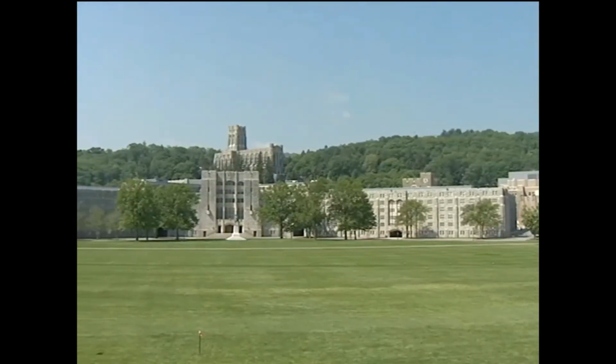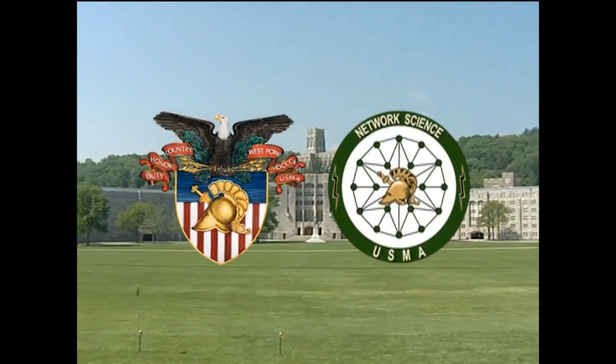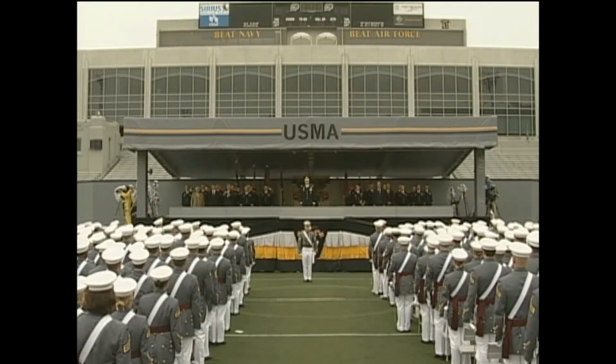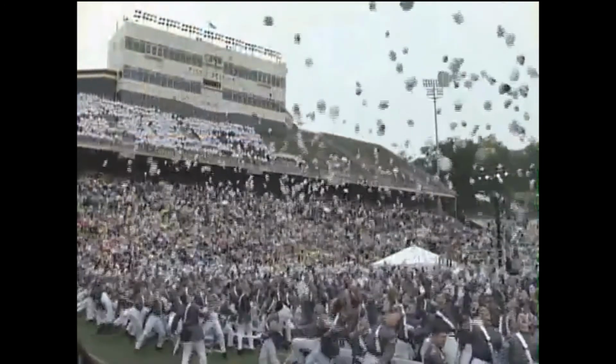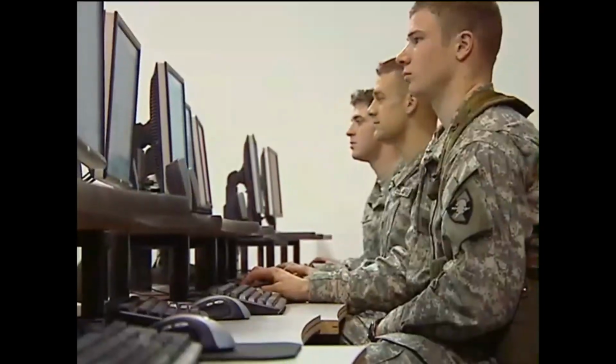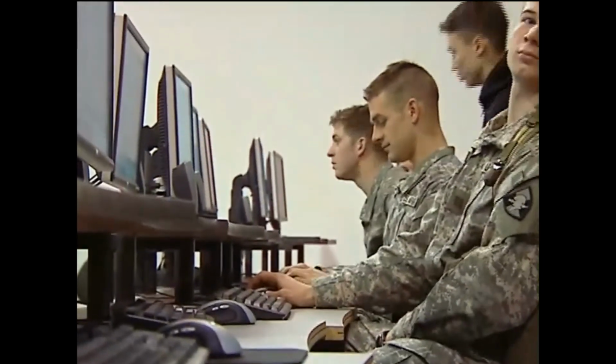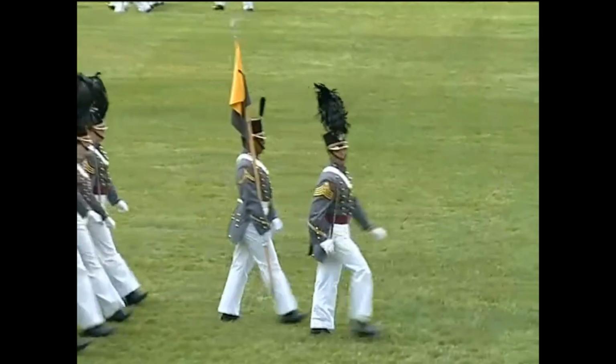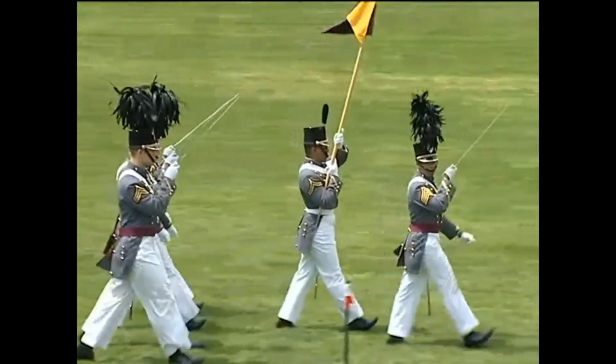The U.S. Military Academy at West Point and its Network Science Center is important not only because it will contribute to this body of knowledge, but also because the cadets are the future of the Army. Their increased awareness and understanding of networks will enable them to leverage their power in order to remain dominant in the 21st century.